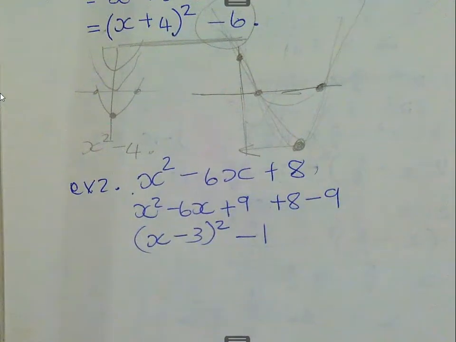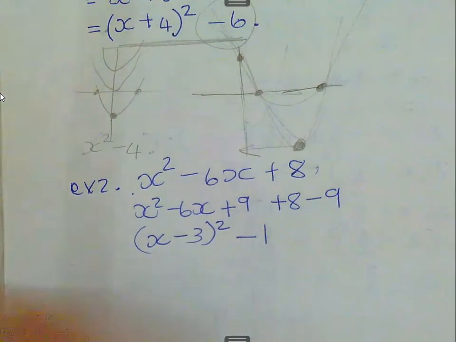So now we can answer this question. It's a positive graph, therefore it has a minimum. What is the minimum value? -1. So you see, if you think about this graph, it's going to turn at -1. It's going to cut the y-axis at 8. So it's not turning at 8. That one arm is going to go up and reach the value of 8 there. Do you understand? Okay.